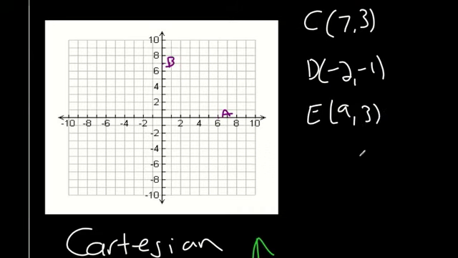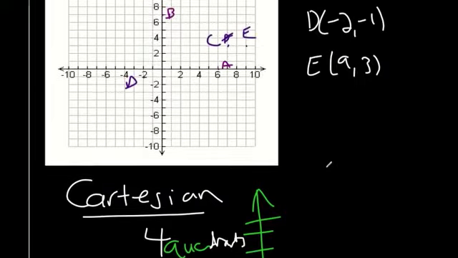All right, so 7. We're going to move 7 on the horizontal axis, and then we have to move up 3. So 1, 2, 3. I'm going to do that in a different color. That will be the location of C. D will be -2, -1, so we're going to go -1, -2, and then down to -1, and that's going to be D. And then finally, E is going to be 9 and 3, so 9, 1, 2, 3. There we have it. We have E.